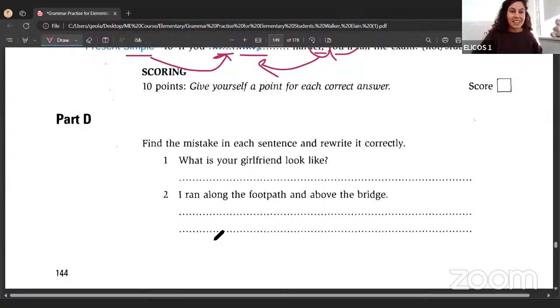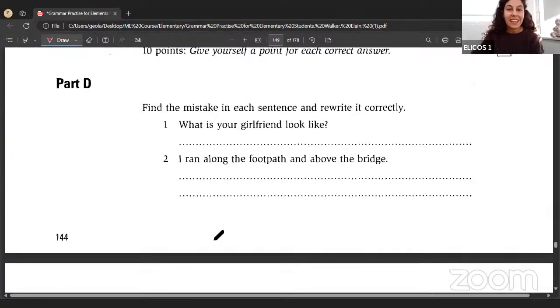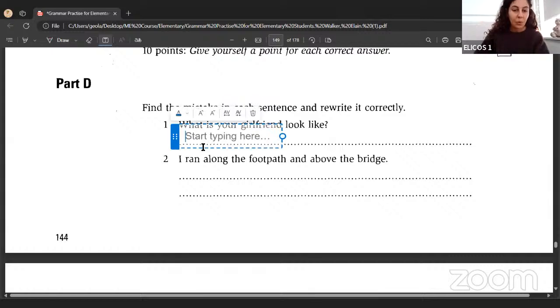Okay, last part of the test. Find the mistakes in each sentence and rewrite it correctly. So what is your girlfriend look like? How can we write that properly? So present simple, because I'm asking a question to someone now. So what?